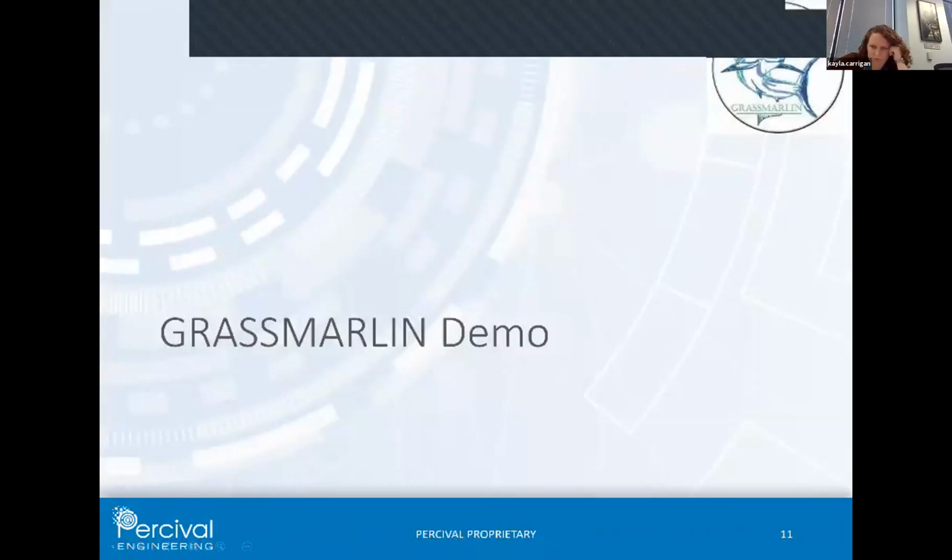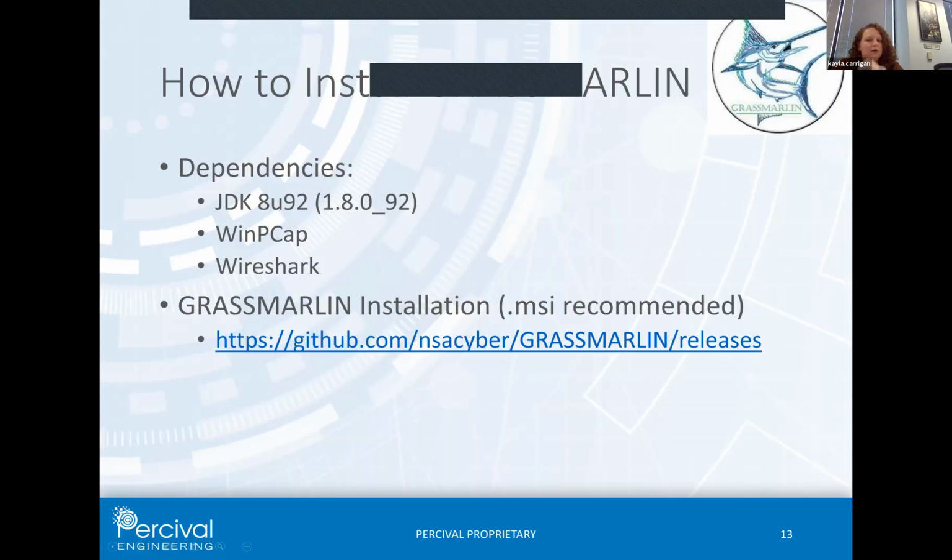Cool. So let's go back to the presentation real quick. Just did the questions. There's more. Here's sort of what you need to install it. You need this very specific version of JDK. You at least need WinPCAP, which I believe comes with Wireshark and Nmap. And here's the GitHub link to it.